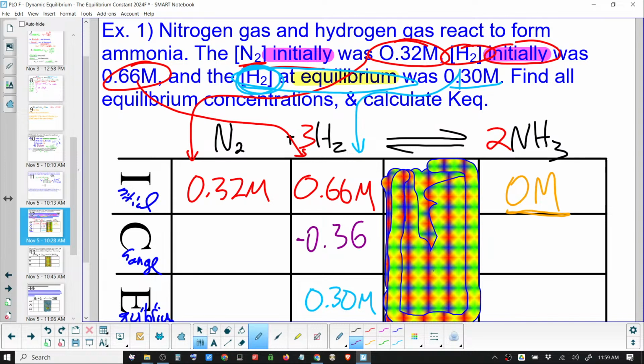Now, equilibrium doesn't have to be even on each side. It could be anything, as we know. The concentrations don't have to correspond. But the stoichiometry does happen in the change. Because if this went down by 0.36, how much did that go down? Well, not exactly 0.36. Don't forget, they have coefficients. 2. So 0.5. And did it add or subtract? Subtract.